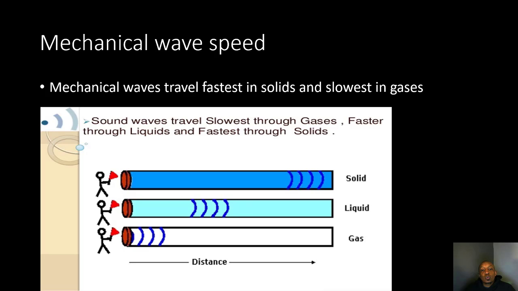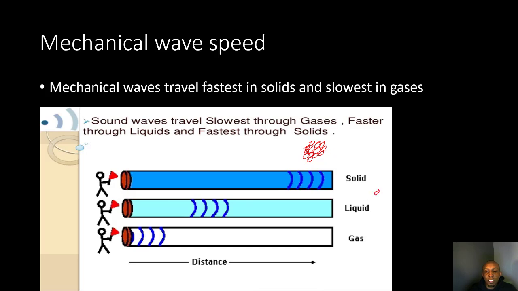And basically, mechanical waves travel fastest in solids and slowest in gases. So if you notice, sound waves travel slowest through gases, faster through liquids, and fastest through solids. And the reason why is because, remember, mechanical waves need a medium in order to travel. Well, if we look at how the particles are set up in solids, the particles are close together, they're tightly packed. So it's easier for those waves to travel in the solids because the solid particles are closer together.